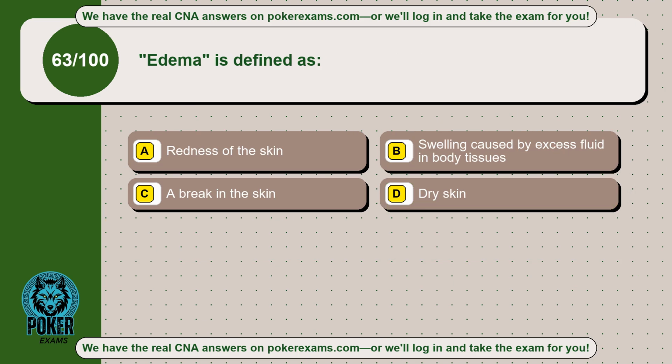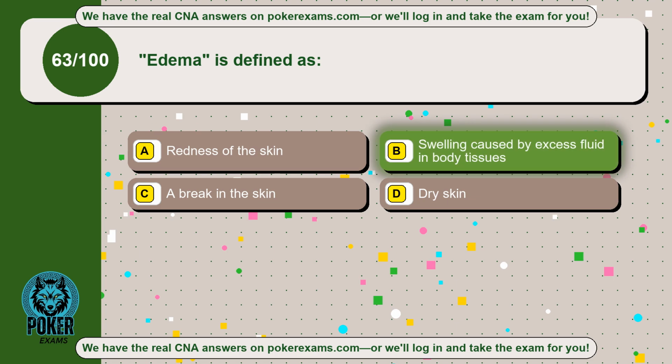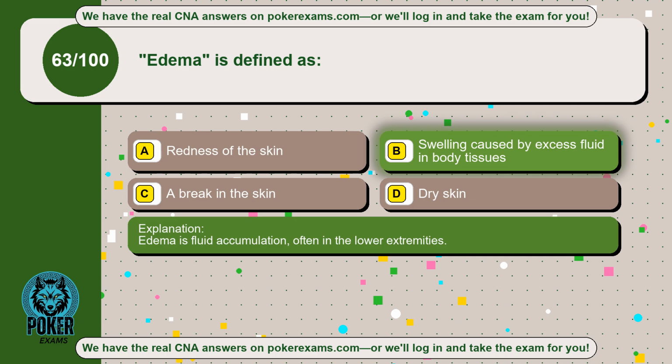Question 63. Edema is defined as: Option A, redness of the skin. Option B, swelling caused by excess fluid in body tissues. Option C, a break in the skin. Option D, dry skin. The correct answer is option B, swelling caused by excess fluid in body tissues. Edema is fluid accumulation, often in the lower extremities.